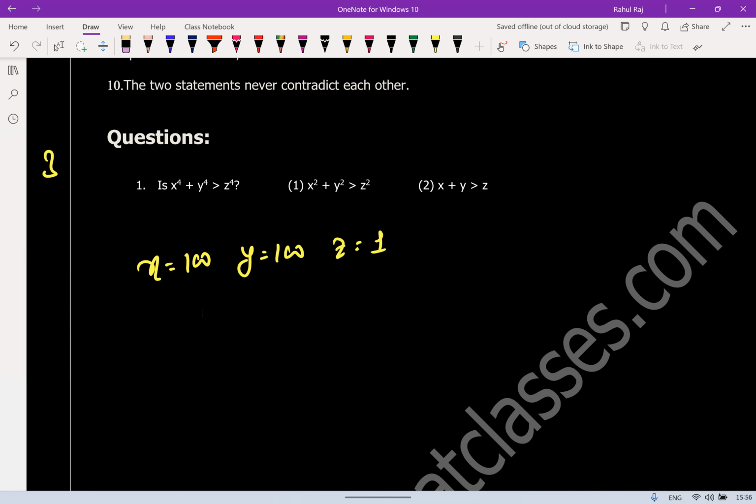Matlab, can I say for these numbers, my statement number one suffices? x square plus y square is greater than z square. And can I say for these numbers, my question suffices? x to the power 4 plus y to the power 4 is greater than z to the power 4? Yes or no?